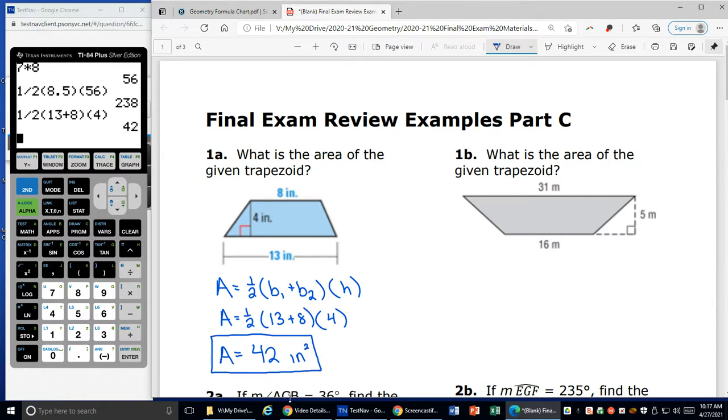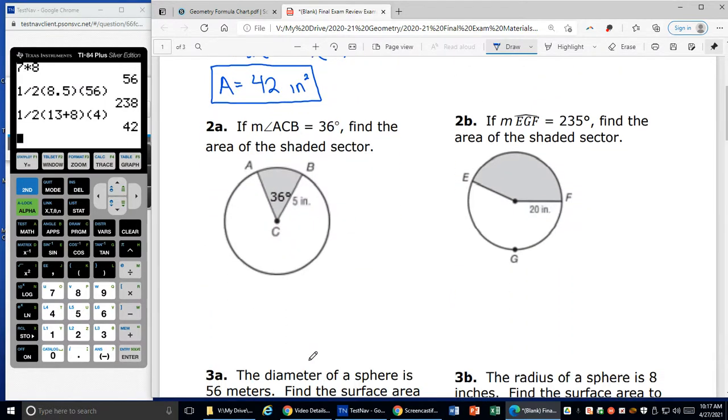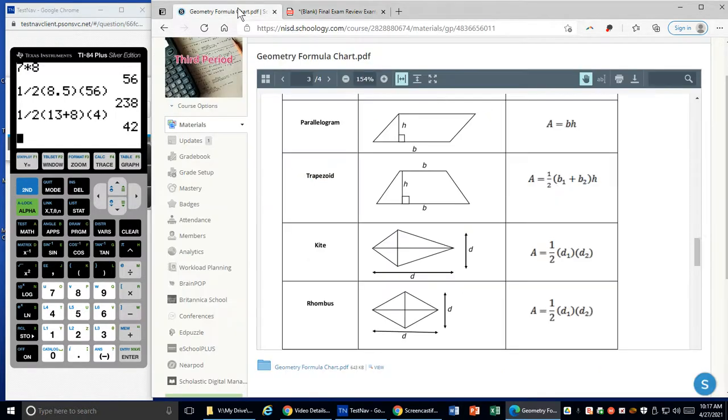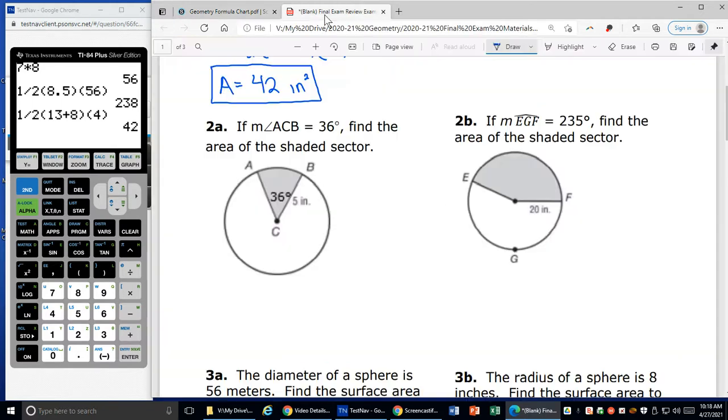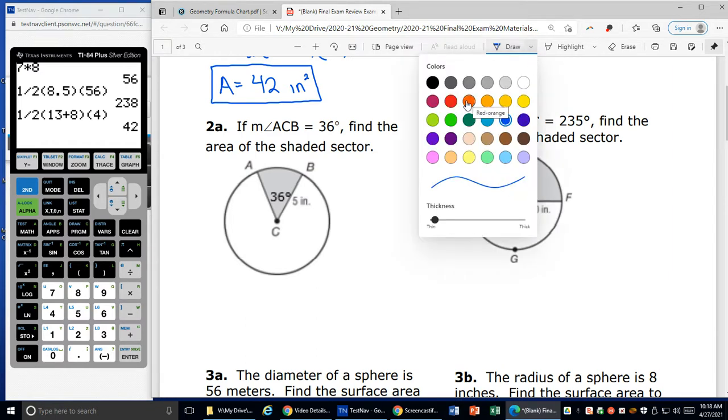All right, let's look at 2A. If the measure of angle ACB is 36 degrees, find the area of the shaded sector. So I'm going to go back to my formula chart and look at the area of a sector of a circle. A equals x over 360 times pi r squared. What is the x? I can see the x is that angle, which is the same as the measure of the arc, and r, of course, is the radius. So it's the measure of the arc over 360 times pi r squared.